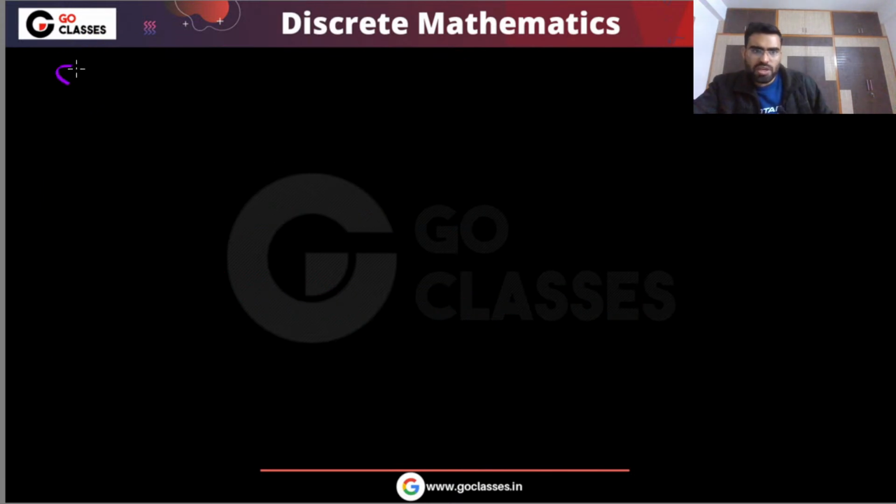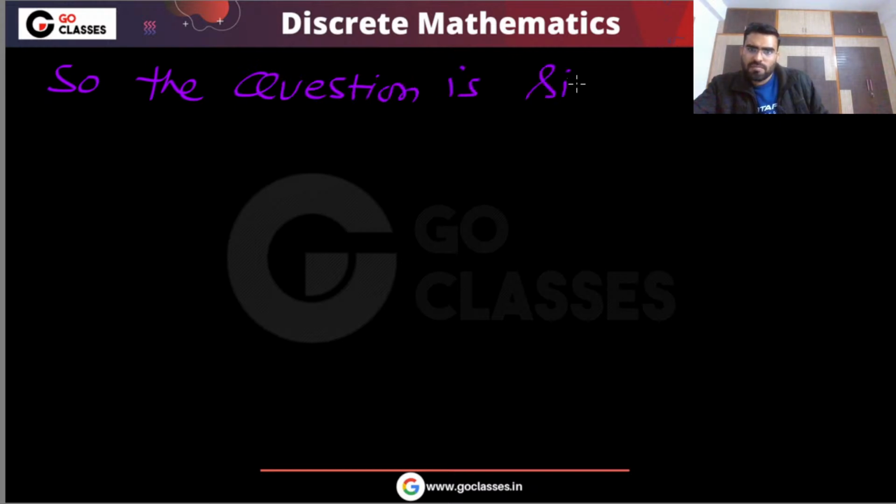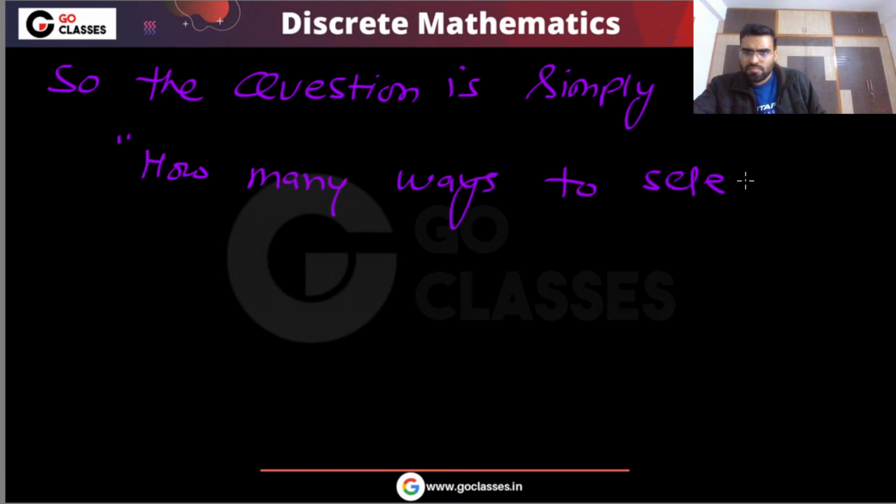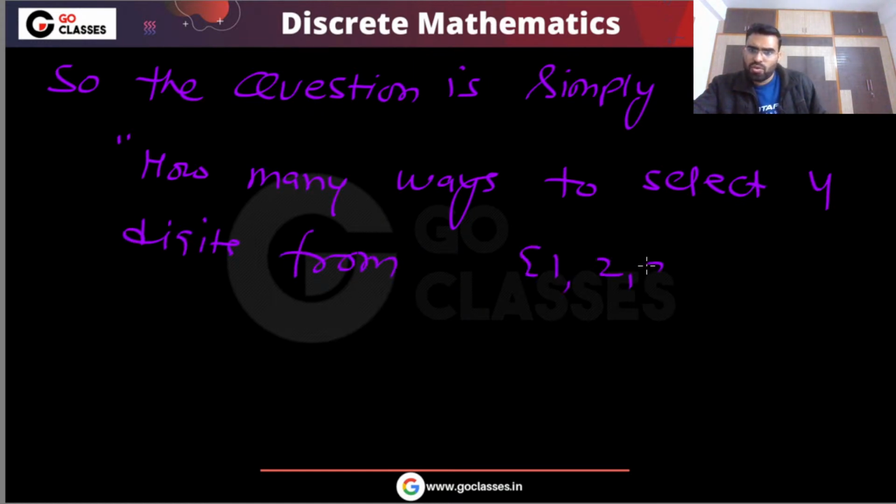So the question is simply, how many ways to select four digits from 1 to 3? This is the question. And now this is your multi-set question, yes or no?